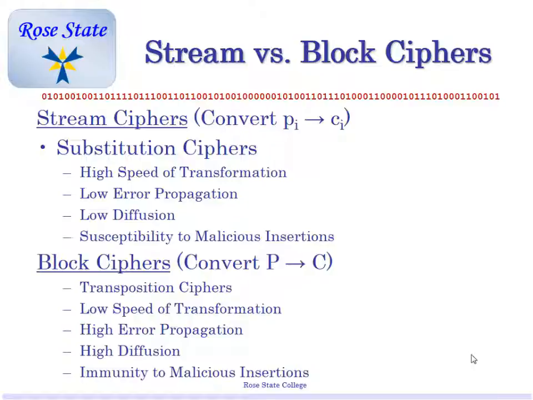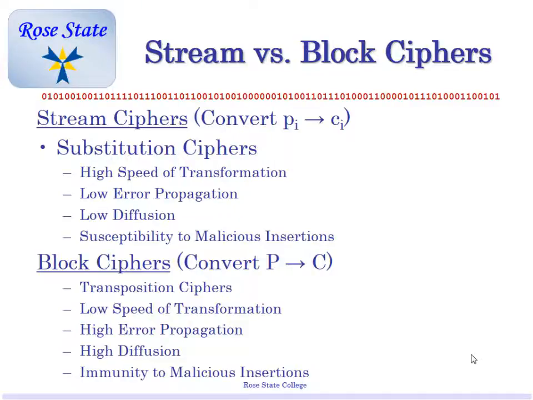Block ciphers, which are much more popular, like the transposition cipher. There's low speed of transformation. We have to get the entire block before we send it. There is a high error propagation. If we screw up something inside that block, it's going to affect the whole block. Hopefully nothing beyond that, but it could. And there's also a high diffusion. We want to make it so our plain text, if we change one value, it's going to change the whole block. And it's also immune to malicious insertions because we have the block and we can tell if something's been inserted into that. Okay. You do need to know this right here though.